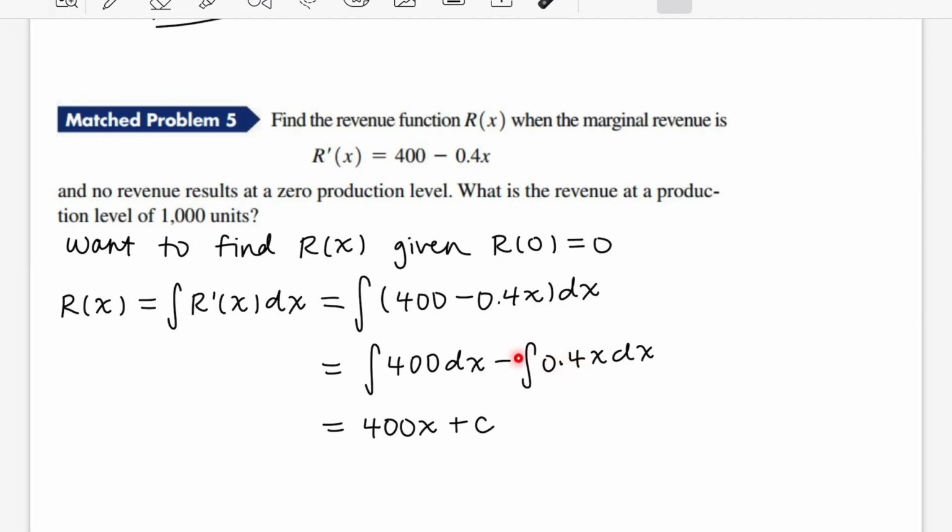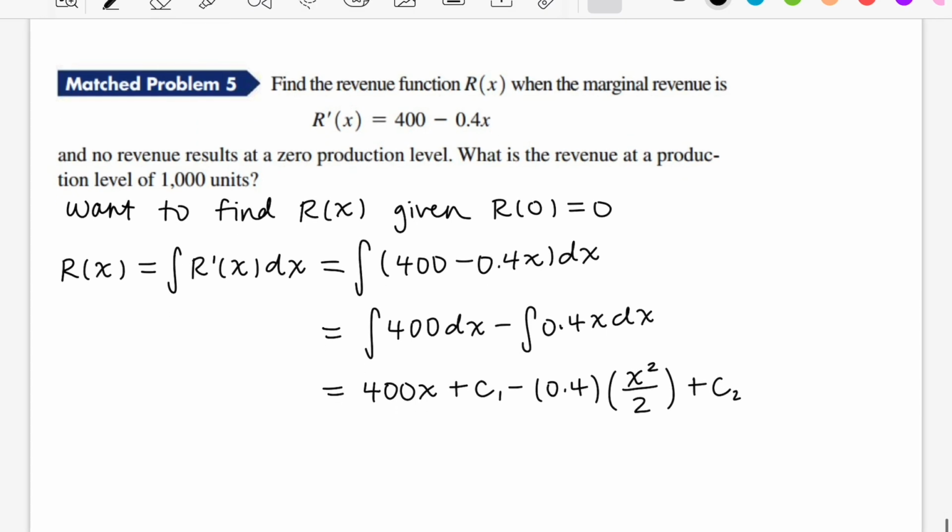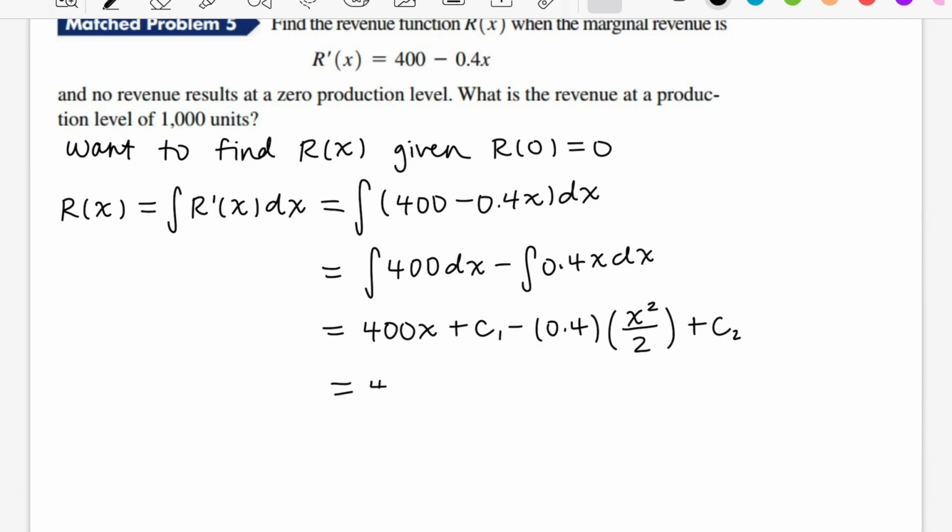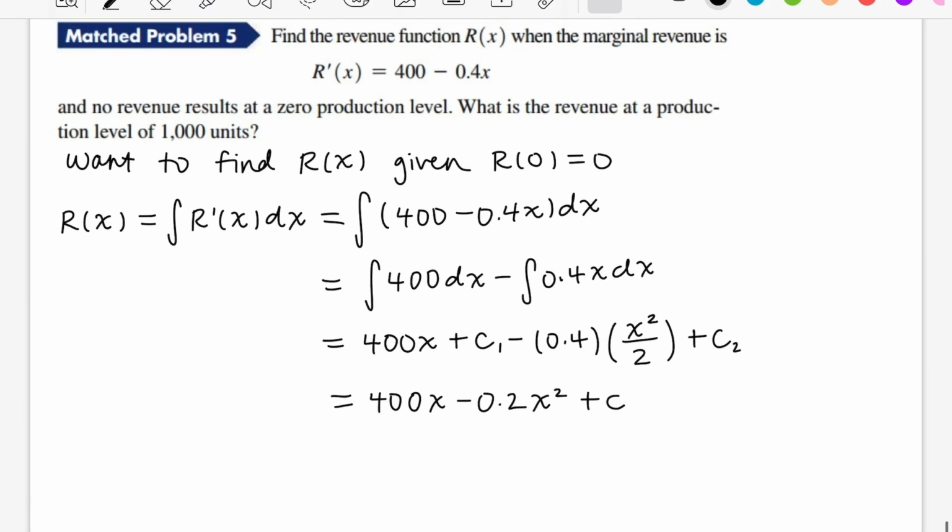Similarly, on this side, we know that we can pull this constant out. So I'm just going to write that there, and then we'll look at the integral of just this x here. This is x to the power 1, so n is 1 here. So it'll be x to the 1 plus 1, so x squared over 2, and then plus some constant c. So simplifying a little bit, we'll get 400x minus 0.2x squared plus c. So this will be equal to our revenue function.